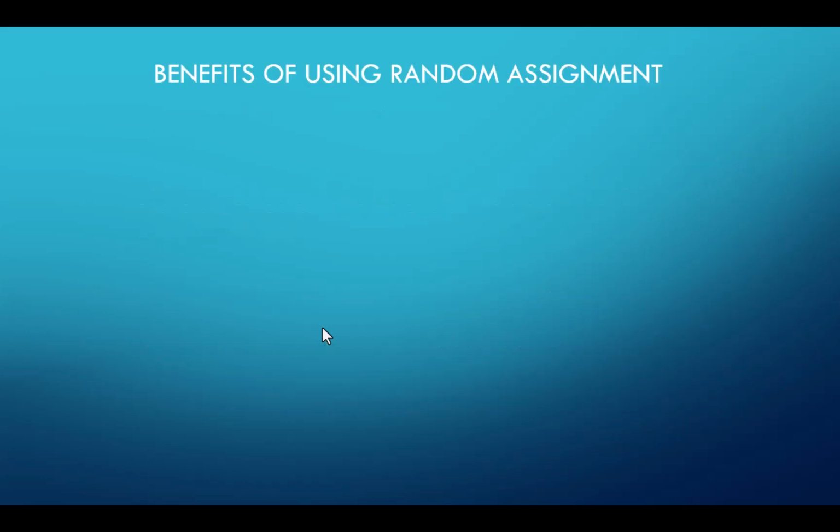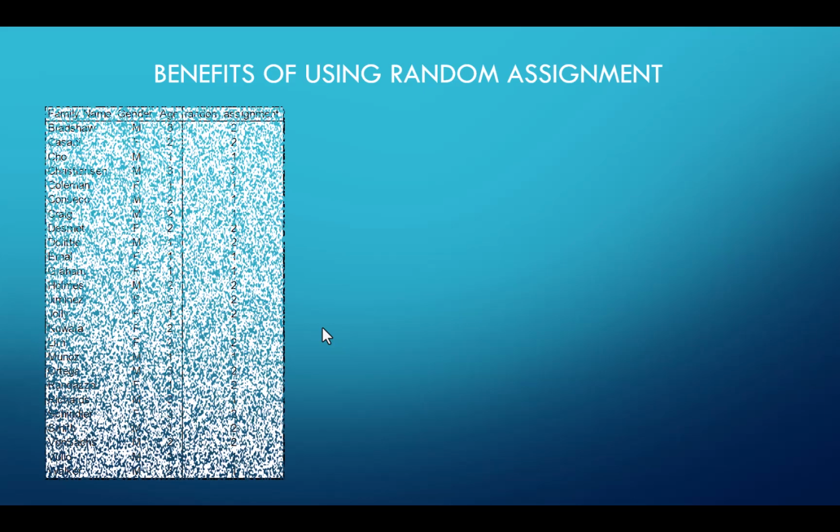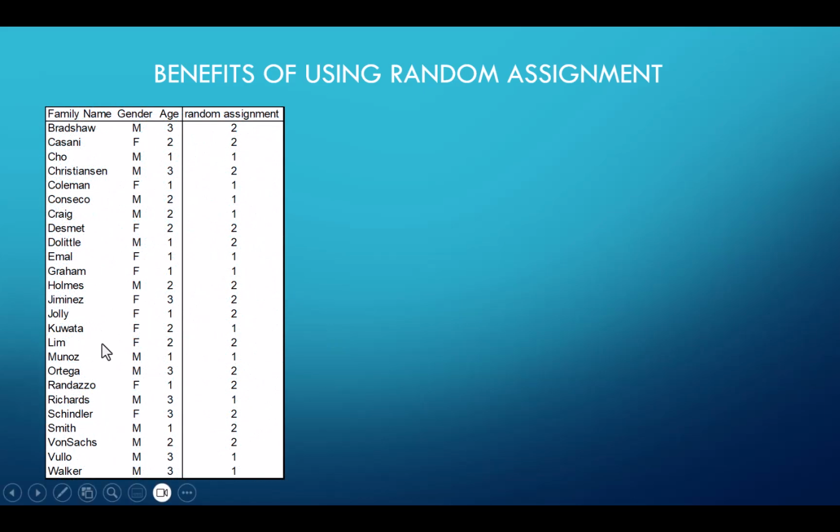So let's talk about the benefits of using random assignment. So here's my representative sample that we got using random selection or simple random sampling. Again, gender and age may not necessarily be listed, but I have it here for demonstration purposes. I again used the random function in Excel and randomly assigned the individuals a 1 or a 2, 1 being in the control group and 2 being the experimental group.